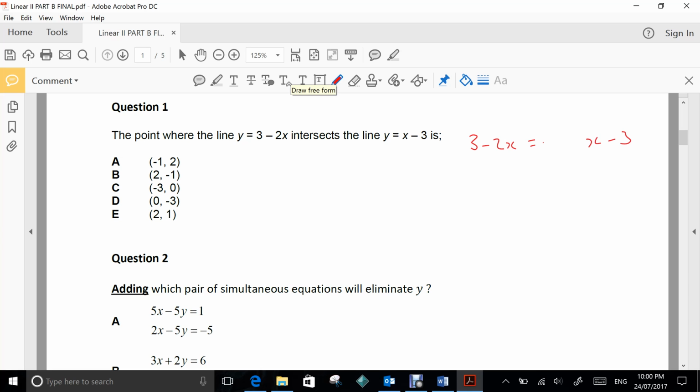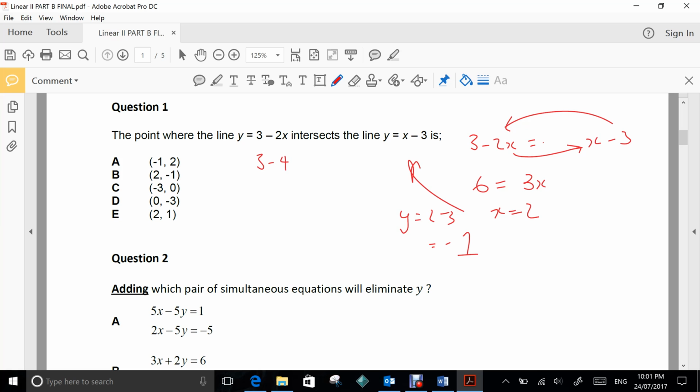If I take the 2x to the other side and I bring the 3 across, I get 6 equals 3x, which means x equals 2. If x equals 2, it's either B or E, so the best way is to plug it into one of these equations and see what we get. y equals 2 minus 3 equals negative 1, and if we put it into the other one, 3 minus 4 is also negative 1. So our answer is definitely B.